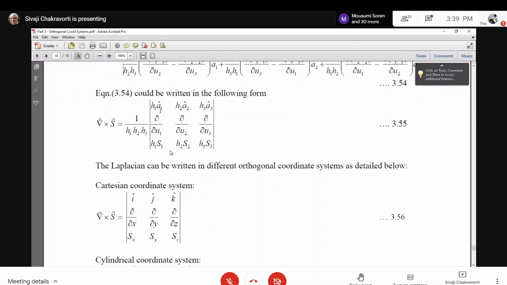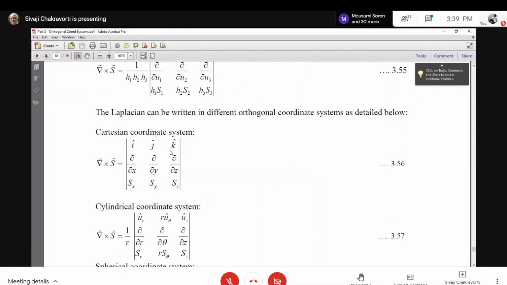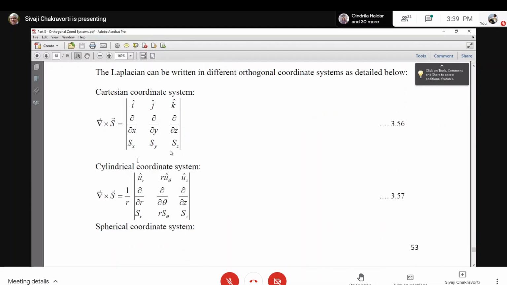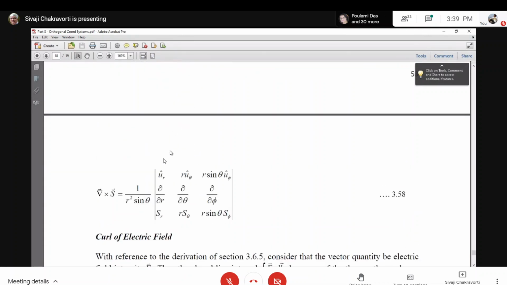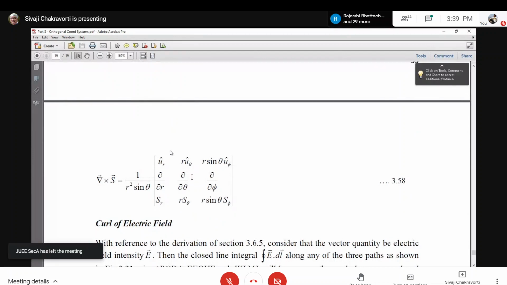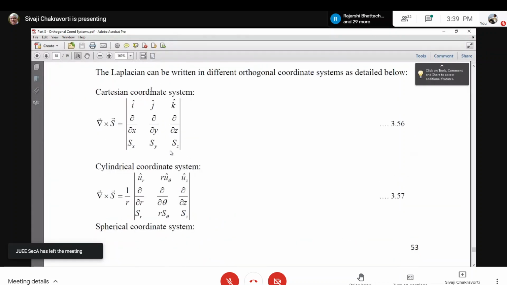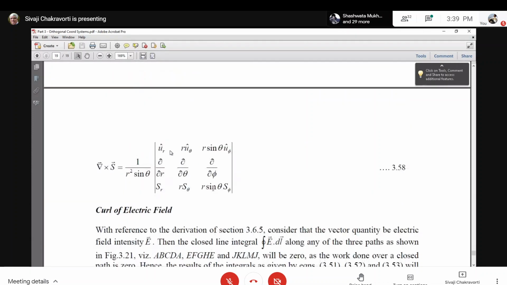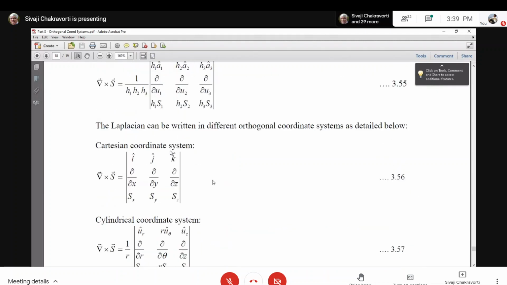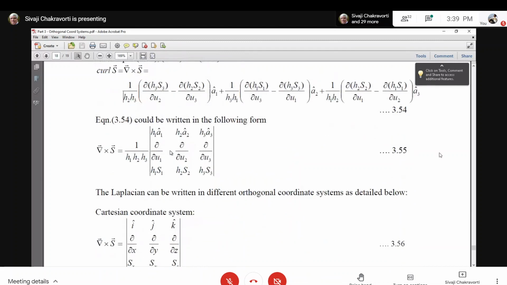Now you just put h1, h2, h3, etc. Then equation 3.56 will become curl in the Cartesian. Put again in the cylindrical coordinates, you get the cylindrical system. Put in the spherical, you get the spherical. If I just remember equation 3.56, it is so simple to remember. And if somebody asks me to remember equation 3.58, I just can't remember. It's not possible. So what I will remember is equation 3.55.